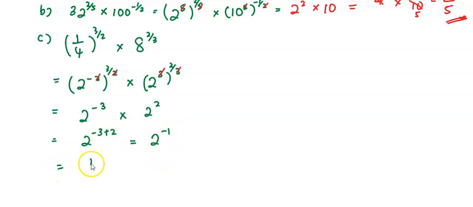Simplified further, you have 1 over 2, because the power of negative means you find the reciprocal of 2, and the power of the 2 is 1 over here. The final answer is 1 over 2. Let's proceed to question D.